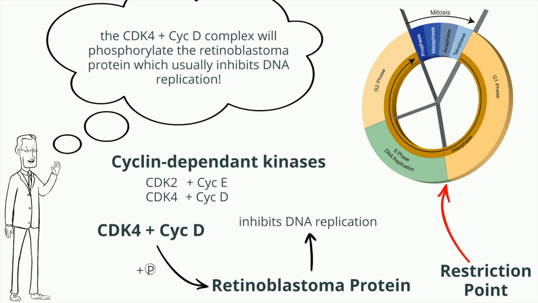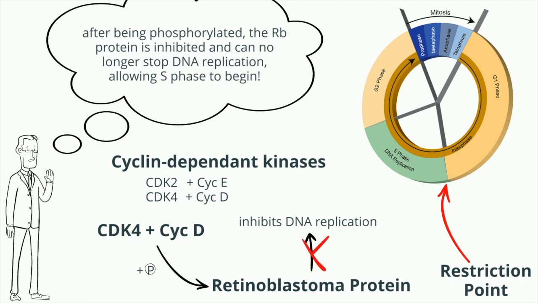The CDK4 cyclin D complex will phosphorylate the retinoblastoma protein, which usually inhibits DNA replication. After being phosphorylated, the RB protein is inhibited and can no longer stop DNA replication, allowing S phase to begin.